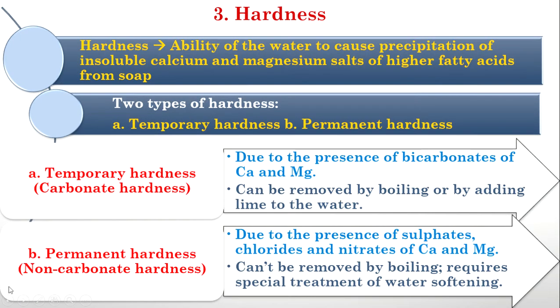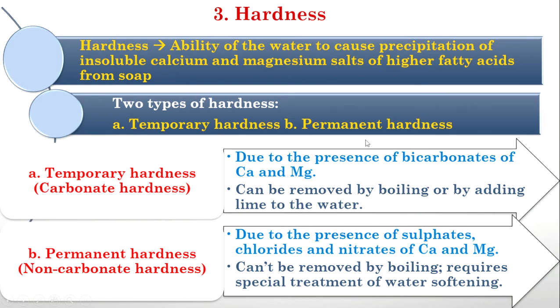Now we will move on to the third important chemical parameter, which is hardness. Hardness is the ability of the water to cause precipitation of insoluble calcium and magnesium salt or higher fatty acid from soap. It is nothing but when hardness is there, soap will not produce any lather. That is the property of hardness.